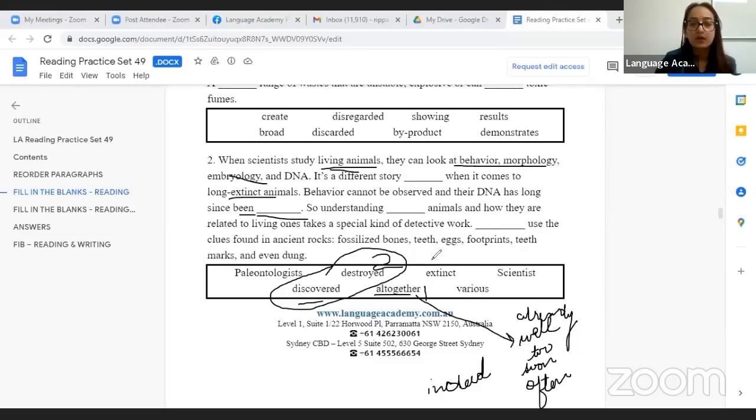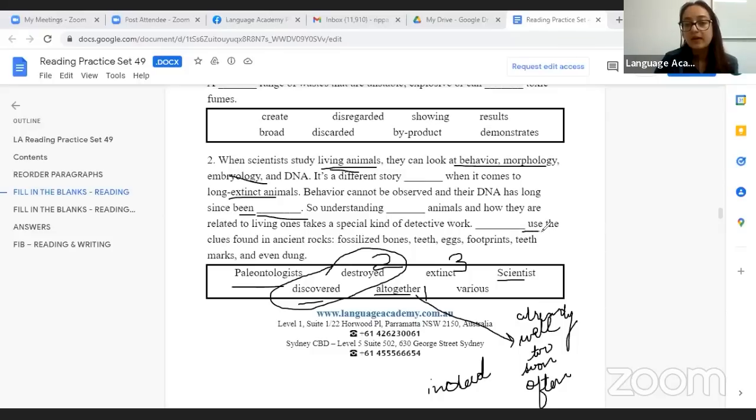And here most of you are right in selecting "understanding extinct animals" because that was the topic. It takes a special kind of detective work — dash — use the clues. So what we have in capitals is scientists and paleontologists. One is singular, one is plural. So we don't have to go into the meaning of paleontologist. We just have to see whether we need a singular answer or a plural.